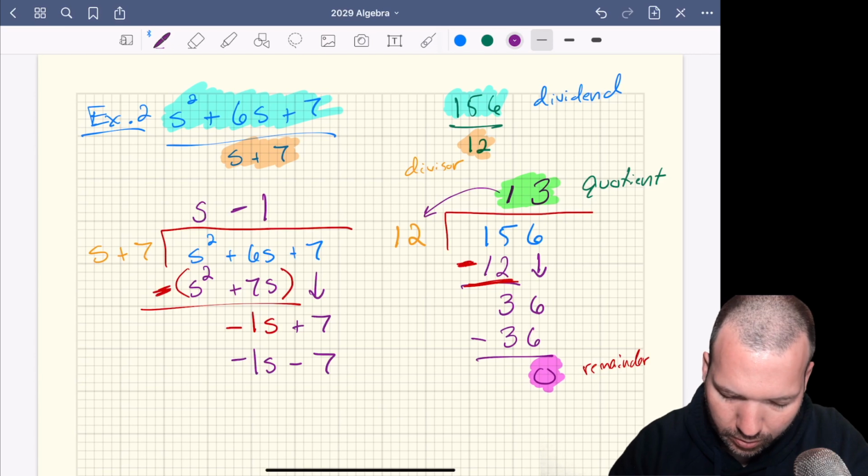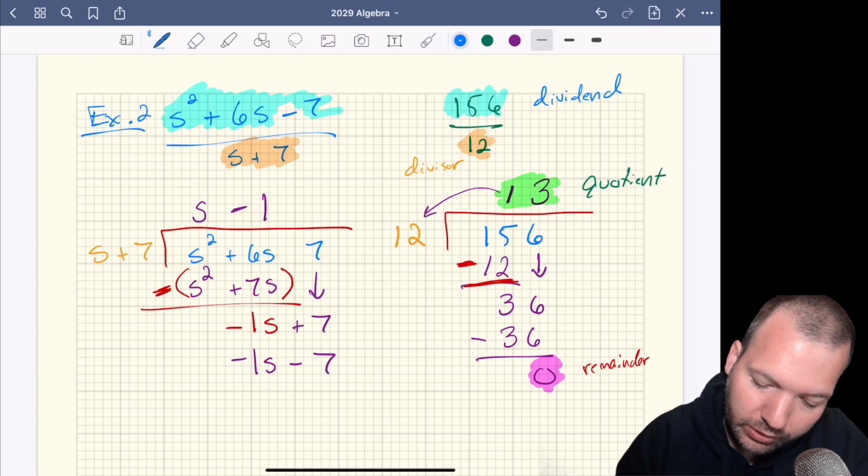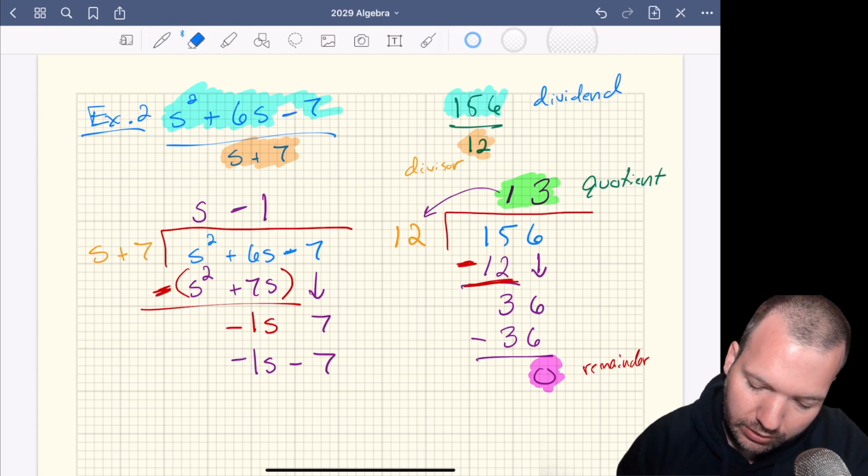Wait, no, something's gone wrong. Oh, well, what's gone wrong? Why didn't you guys stop me? This is a minus sign. I just wrote the problem down wrong initially. Sorry about that. So that means that this is also a minus sign.